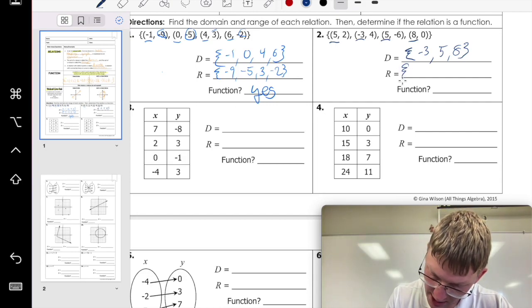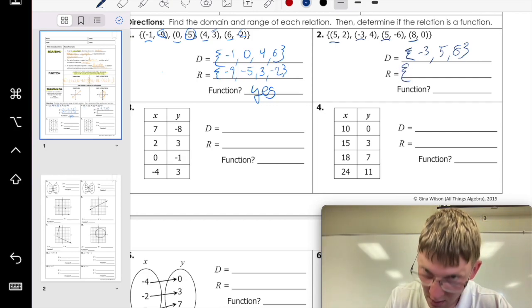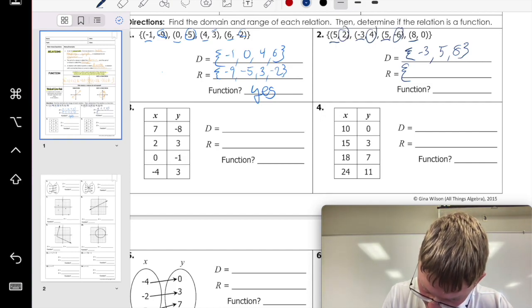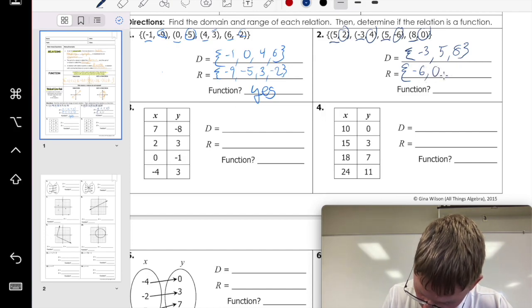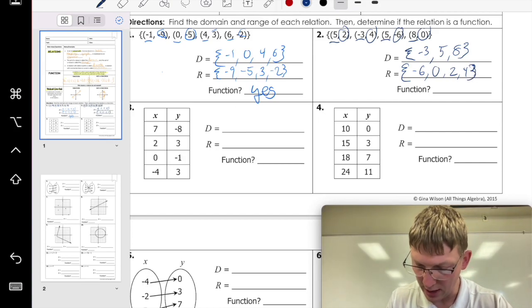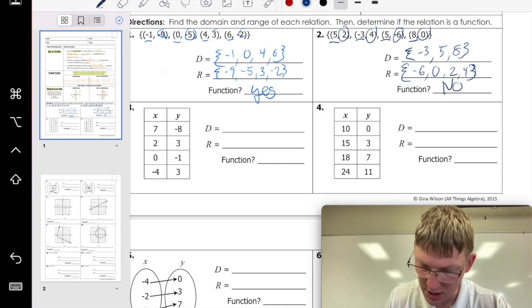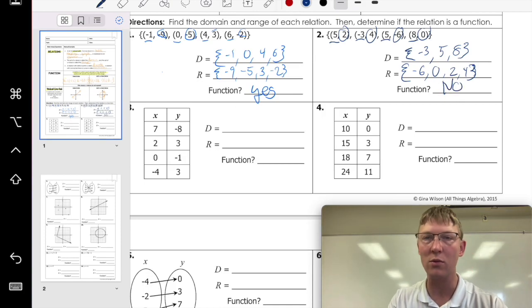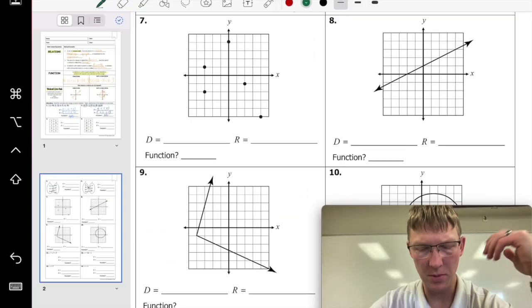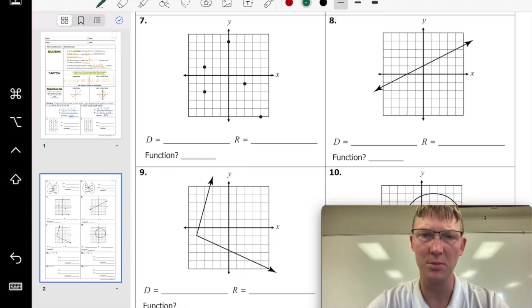So then our range is going to be, so there's a 2, 4, -6, 0. So we'll say -6, 0, 2, 4. Ugh, it's still a terrible racket. Whatever. Is it a function? No. We already talked about it. It does not have a one-to-one ratio. So I'm going to let you try some of those yourself. I'm going to skip ahead to 7 just because it's a little bit different.